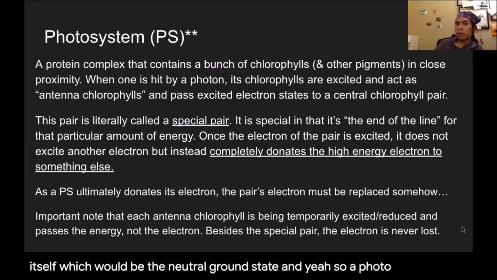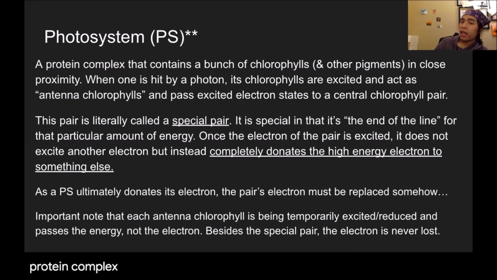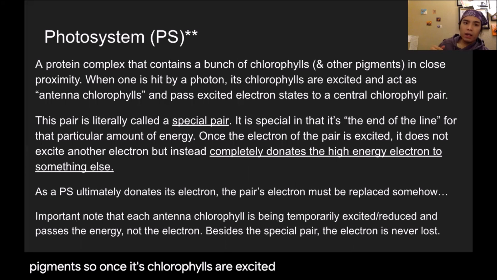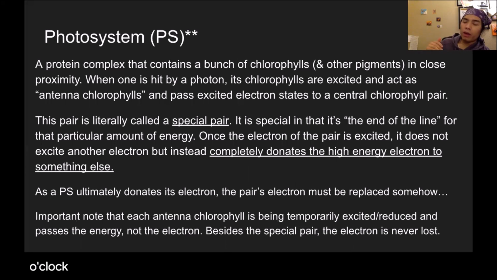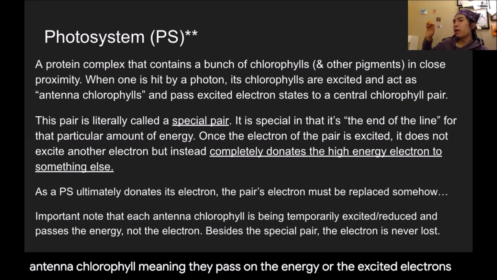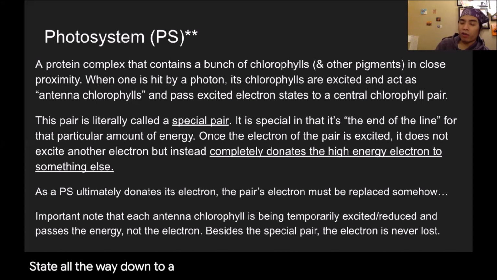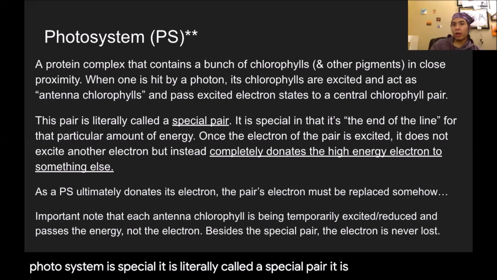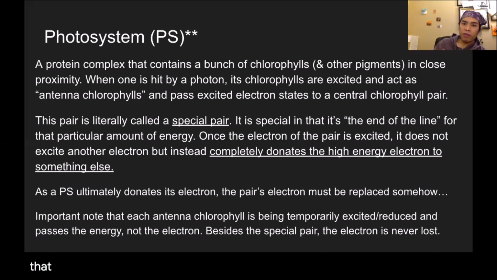So a photosystem is a protein complex that contains all those chlorophylls along with other pigments. So once its chlorophylls are excited, most of them act as antenna chlorophyll, meaning they pass on the energy, or the excited electron state, all the way down to a central chlorophyll pair. This chlorophyll present in the photosystem is special, and it is literally called a special pair. It is special in that it's the end of the line for that particular amount of energy in that given photosystem.